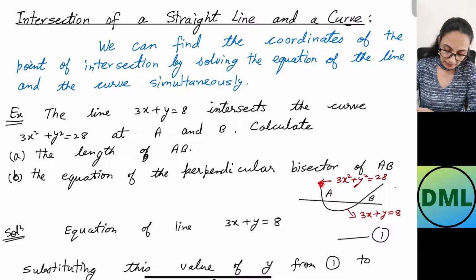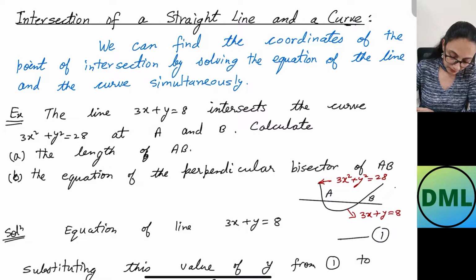As you can see, I have drawn the curve here, which is 3x² + y² = 28, and this is the straight line which cuts the curve. So now the equation of the straight line is 3x + y = 8. Now write this equation in terms of y. So move this 3x to the right hand side. So y = 8 - 3x, which is our first equation.